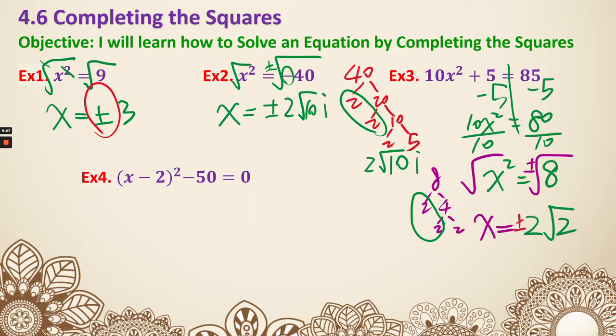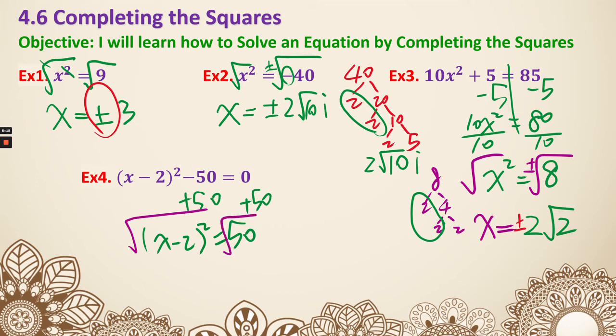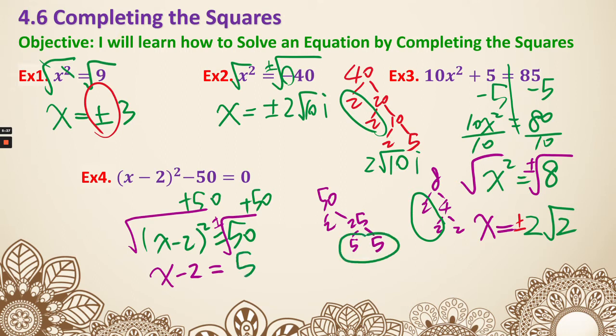Example 4, we're going to need to move the 50 to the right side, so we only have the square left. Add 50 on both sides. So we got x minus 2 squared equals 50. I'm going to square root both sides because besides the square, we don't have anything left on the left side. Plus minus. So that means x minus 2 equals, we're going to need to do a factor tree on 50. So 50, 2, 25, 5, and 5. We have a pair of numbers, which is 5. So 5, and then we still have the square root of 2.